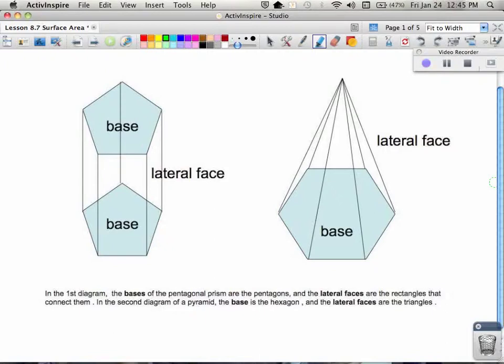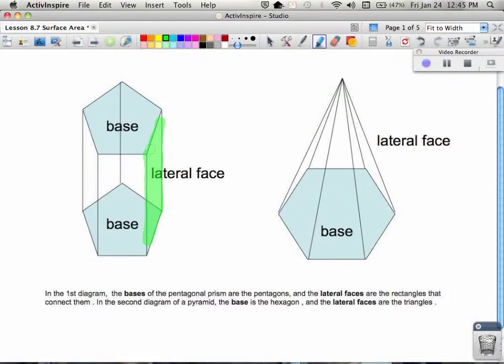And the bases of the pentagonal prism are the pentagons that you see that are in light blue. The lateral faces are the rectangles that connect those bases. For example, here would be one of the lateral faces, highlighted in green. And you can see it's a rectangle. This is drawn to perspective so you can kind of see it.